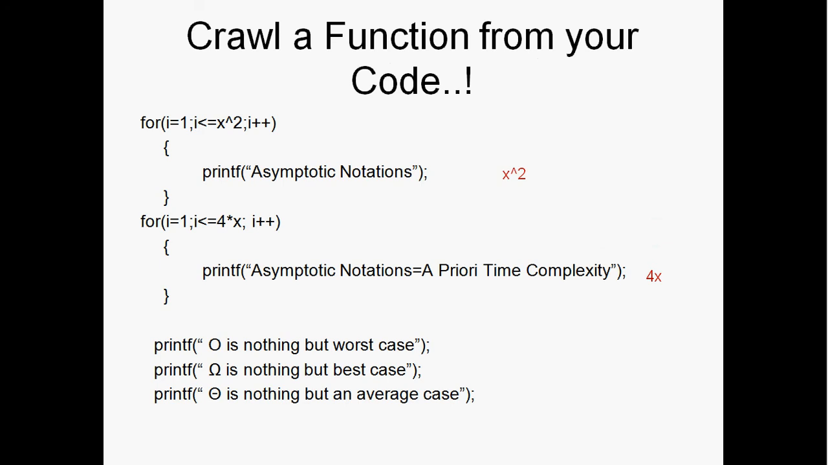So printf will be printed x square times for the first loop, 4x times for the second loop, and then exactly three statements will be printed. That doesn't depend on the number of inputs, so 3. So here you are getting your function, which is nothing but x square plus 4x plus 3. Now you exactly know how to derive a function from your code, and then you can find the function which is in the order of, or in the big omega notation, right? So how to find it? Let's see.